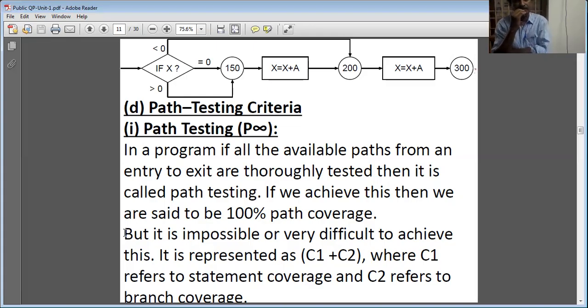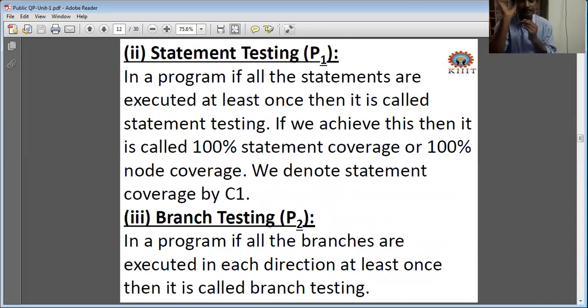It is represented as C1 plus C2, where C1 is statement coverage and C2 is branch coverage. The next is statement testing, P1.